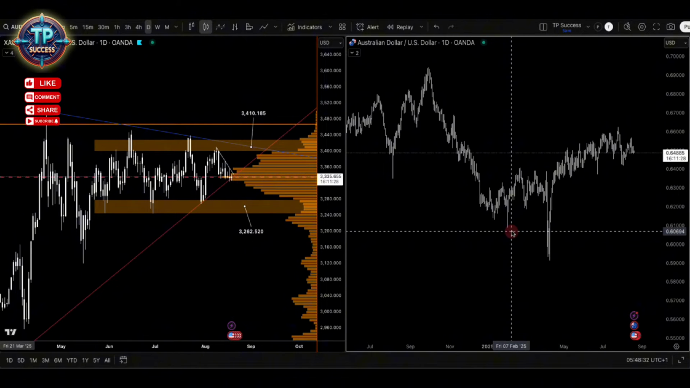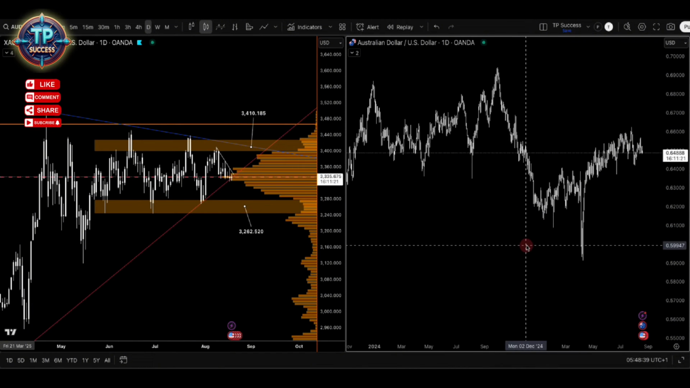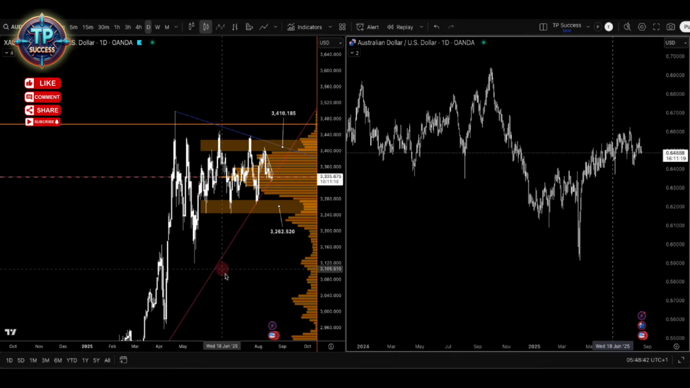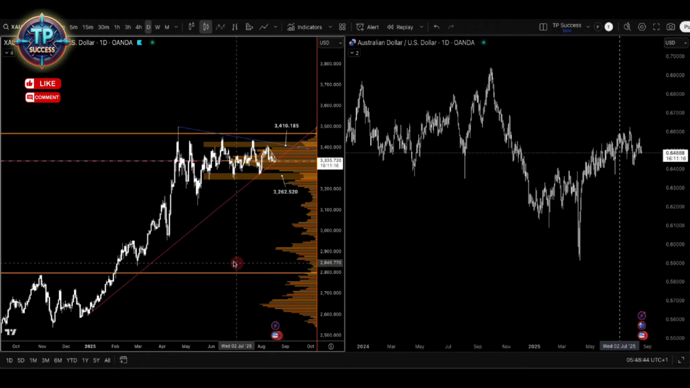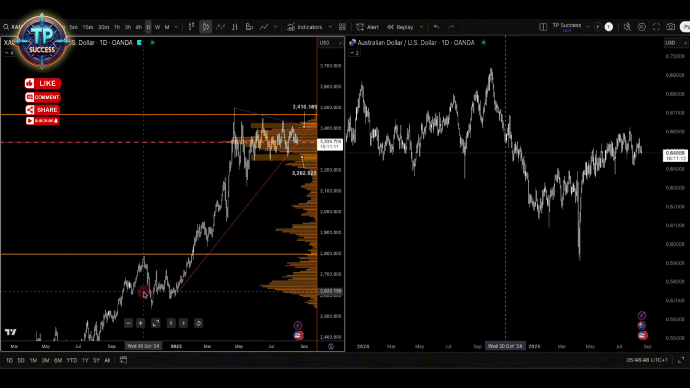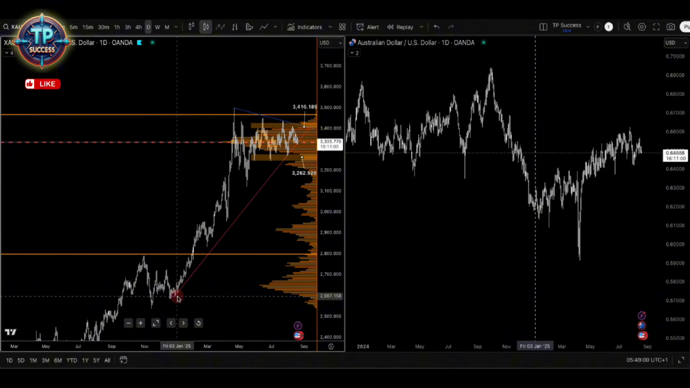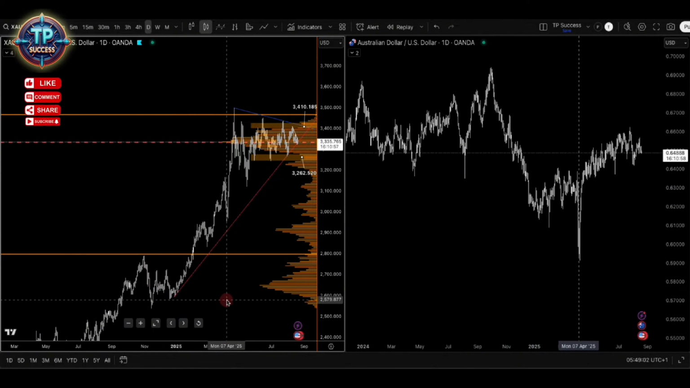Okay, so they're slightly correlated, right? They're slightly together. So we had this massive move to the upside. Gold went up, started to fall, then okay.